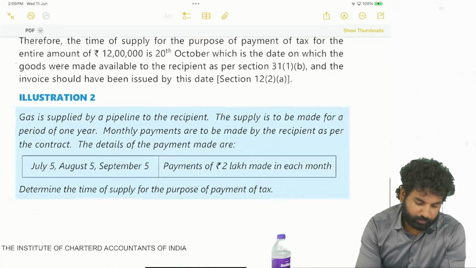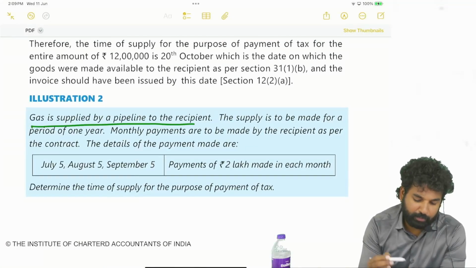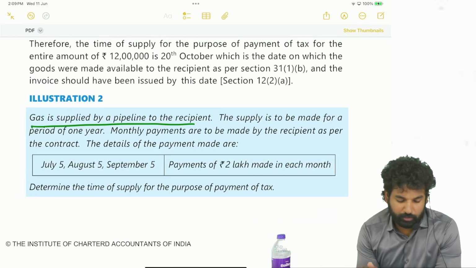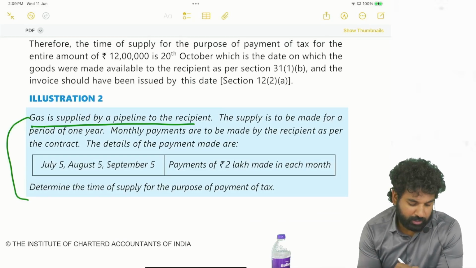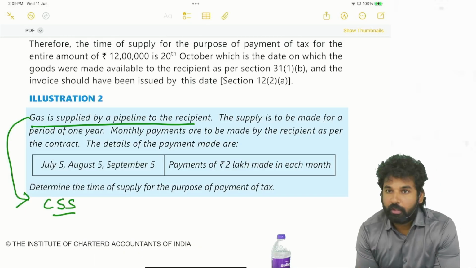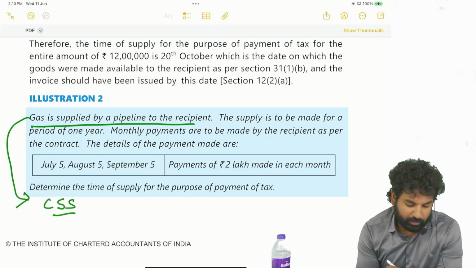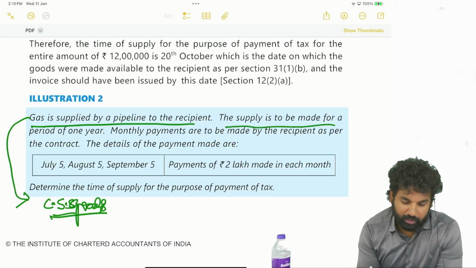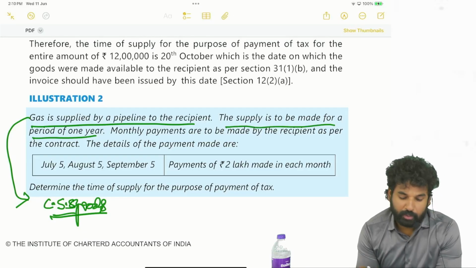Right, next, gas is supplied by a pipeline to the recipient. So that means this is a continuous supply of goods. The supply is to be made for a period of 1 year. Monthly payments are to be made by the recipient.